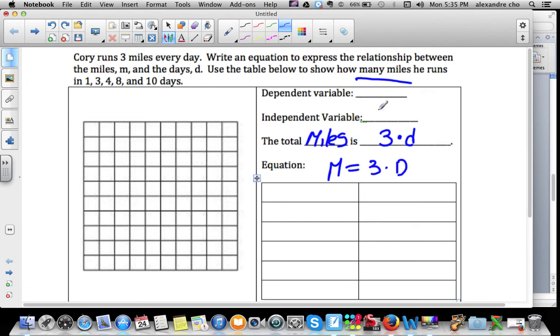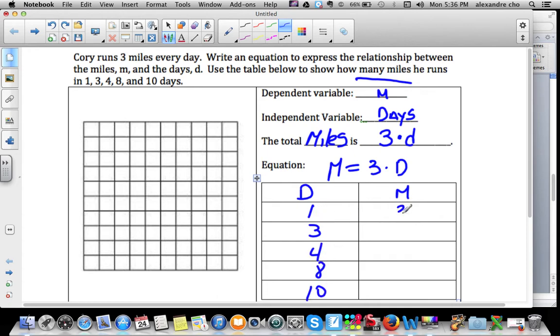Your independent is your days, or just D, and your dependent is miles. The number of miles depends on the number of days. Okay, on the table, you want to write your independent here, your days, and your total miles over here. And we want 1, 3, 4, 8, 10.